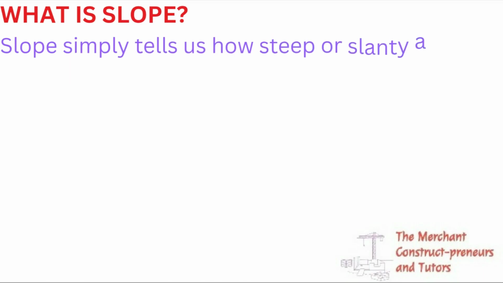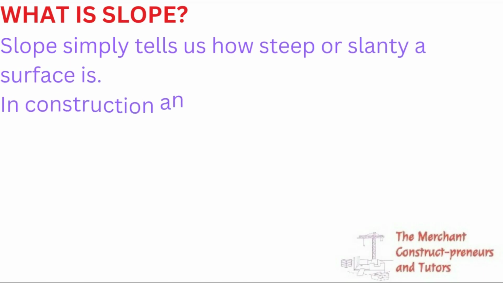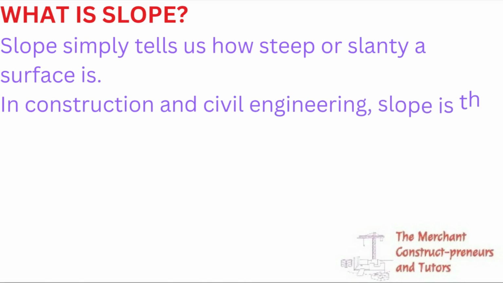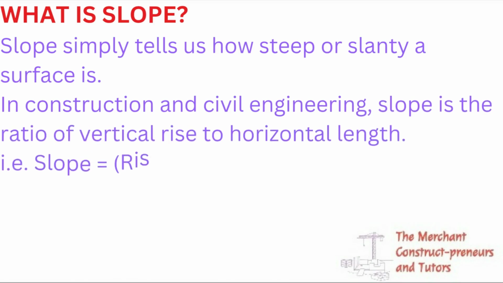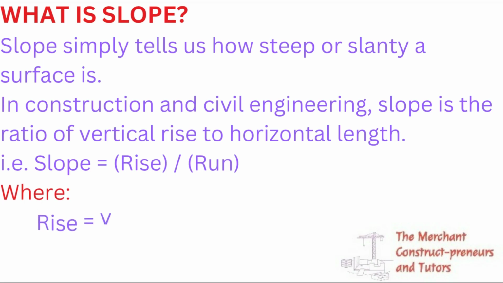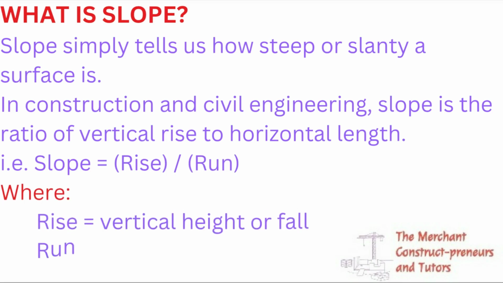So let us look at the definition of a slope. What exactly is a slope? For my definition here, a slope simply tells us how steep or slanting a surface is. Now, a slope is used to describe a situation whereby the surface is not flat. It's inclined to an angle, right? So in construction and civil engineering, slope is the ratio of the vertical rise to the horizontal length. That is, in simple English, rise over run.